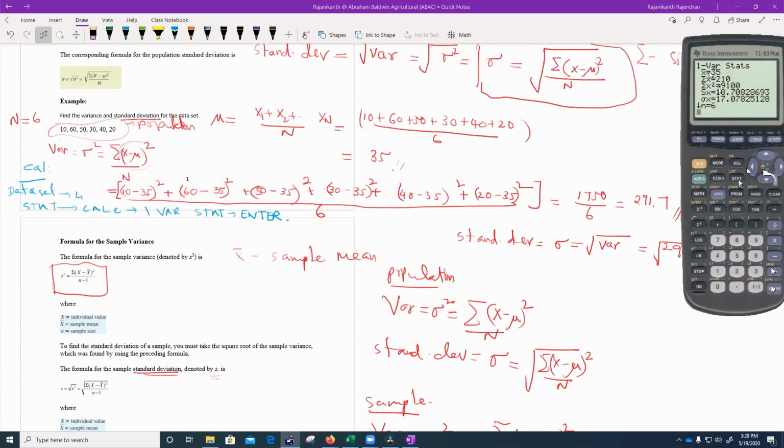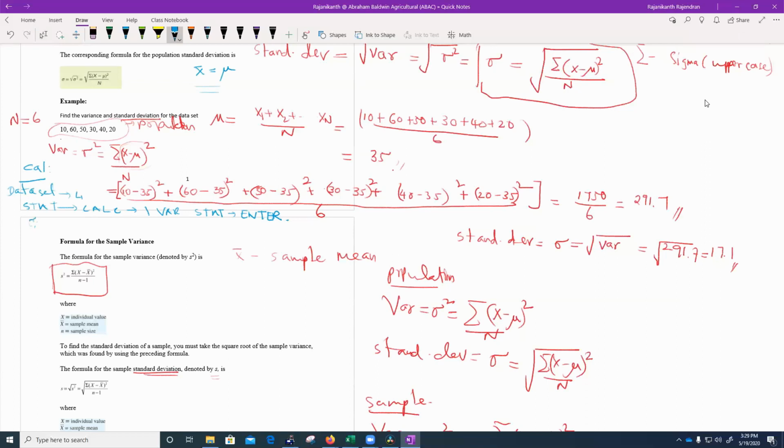Remember x bar is for the sample mean, but remember we are finding what? We are finding the population variance. Which notation is there for the population variance? You see, you don't find the population variance. Instead, you see here the population standard deviation, sigma x. Let me write down some things here. Sigma x in your calculator means this is the population standard deviation.